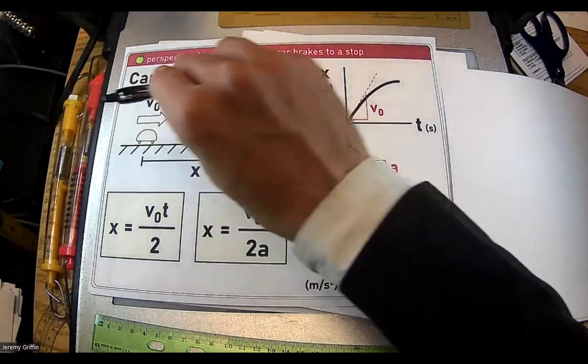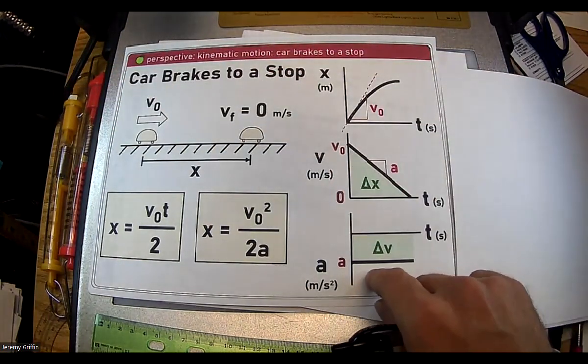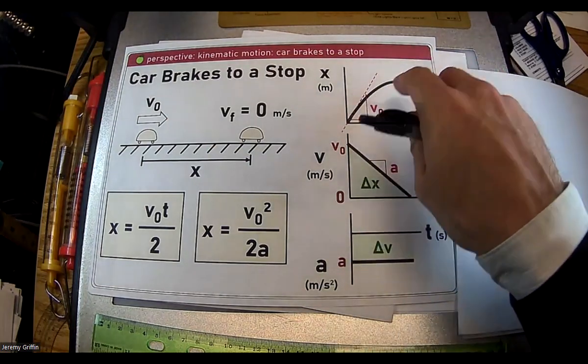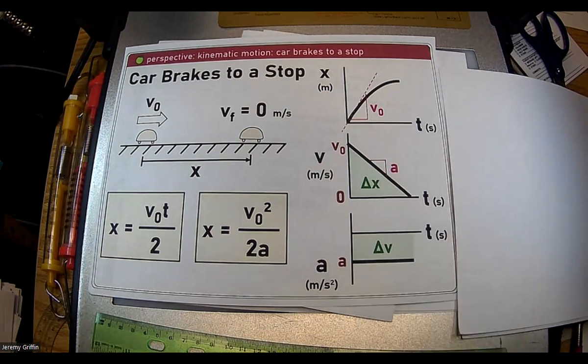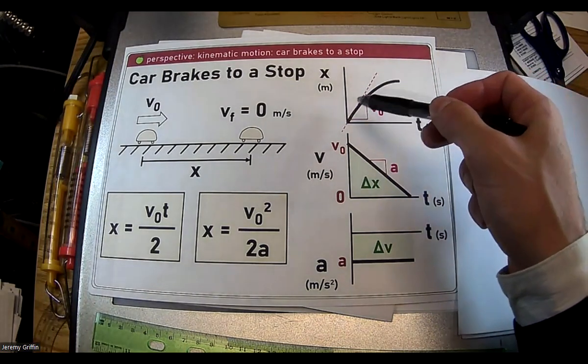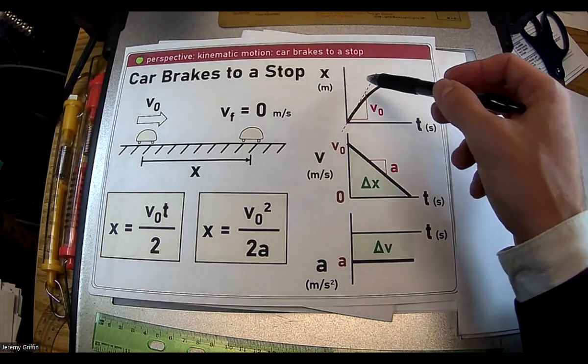If the car is moving forward and is braking, it's accumulating positive displacement, but its acceleration would be negative. If acceleration was positive, that'd be like slamming on the gas pedal and speeding up. No, that's not what's going on. Now the kind of tricky one that a couple of guys got was X versus T.